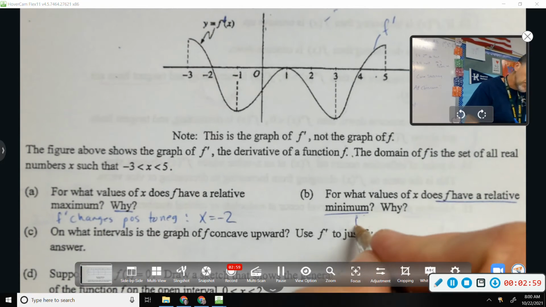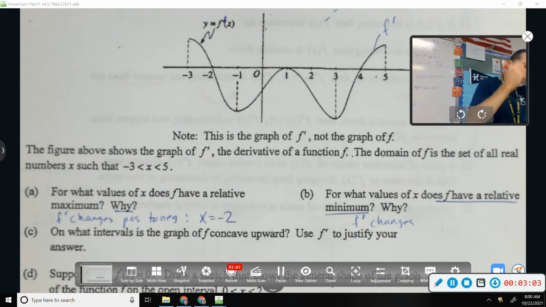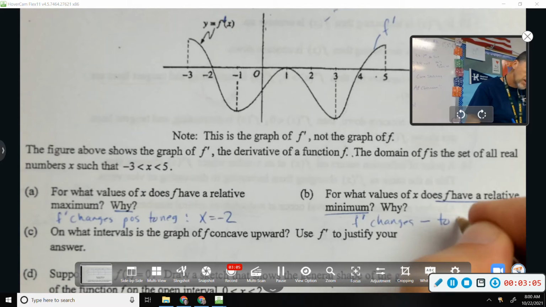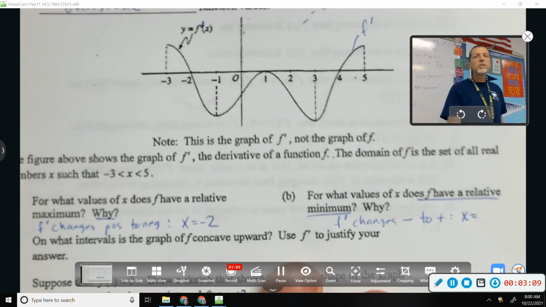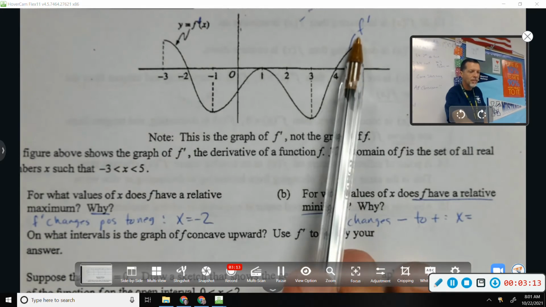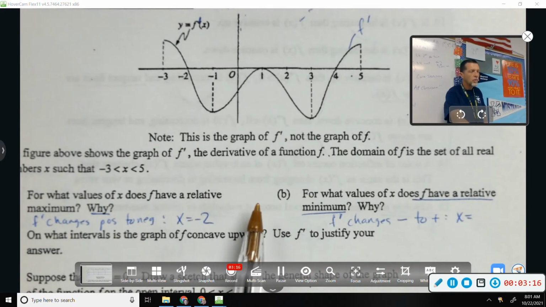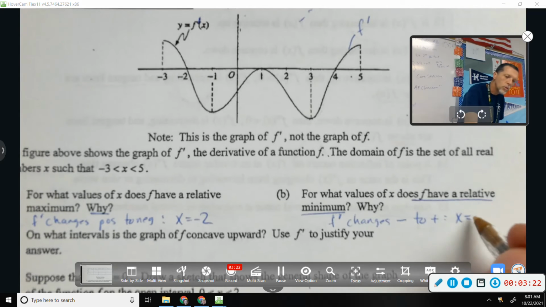F has a relative minimum when f prime changes negative to positive. So now look at my graph, and you're looking for where the values of this graph, f prime, go from being negative to being positive? X equals 4.